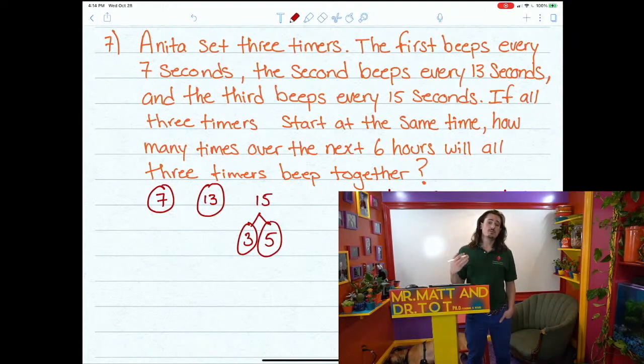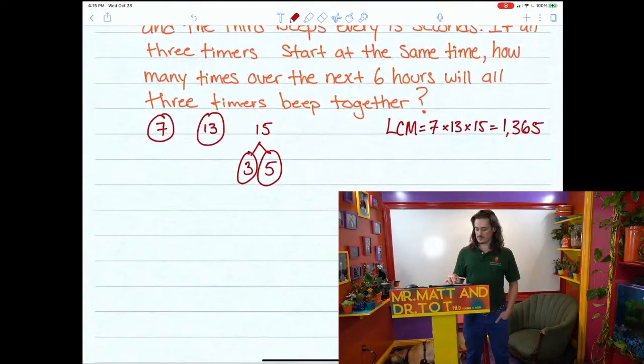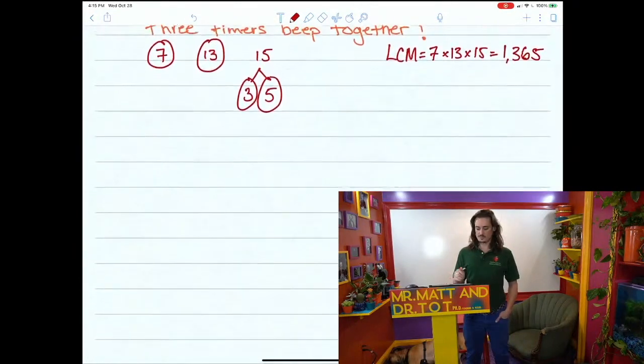That means every 1,365 seconds, and only every 1,365 seconds, will all three timers beep together. The second step here is going to be, I'm sorry, let me share my screen with you, scroll up here.